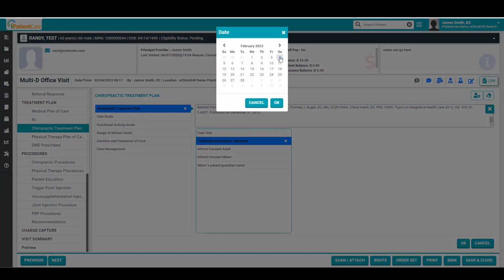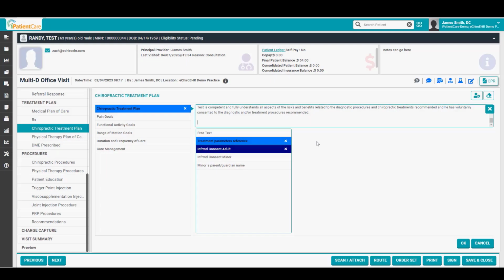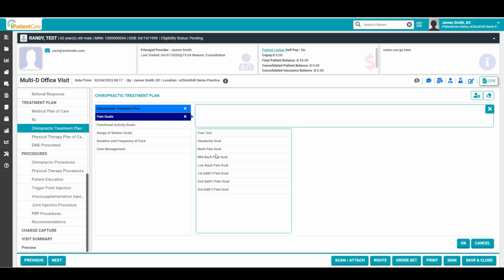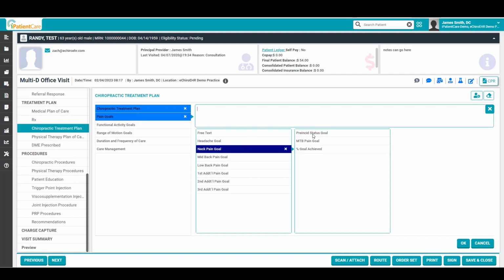You'll see that it pops up today's date. We'll just click OK. If it is a minor consent, then documenting the parent or guardian name would be an important part in the patient's record. Now we will cover the consent form in another part of this module. Then we have pain goals. So it's documenting what our pain goal is. Do we want to achieve a preclinical or pre-incident status?